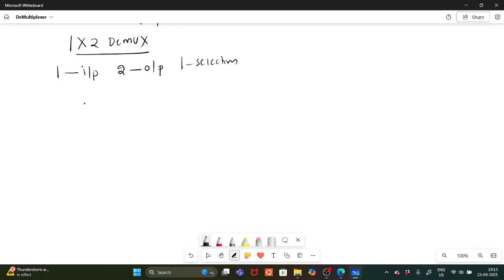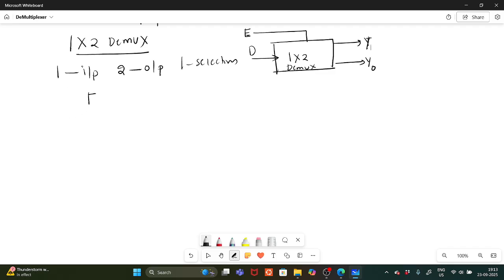If you write the block diagram, it will look like this. This is the 1 is to 2 DeMux. Here we have the data input and the selection line. Let us take the outputs as y0 and y1, and this is the enable pin. When enable equals 0, whatever the selection line may be, you get the output as 0. When enable equals 1 only, it will be activated.